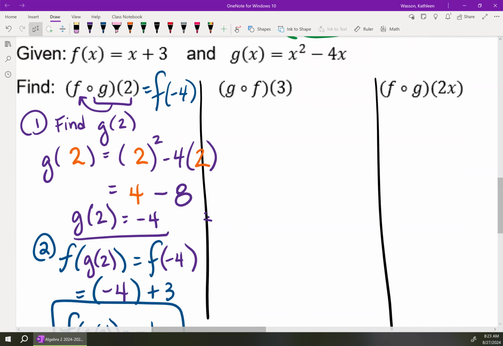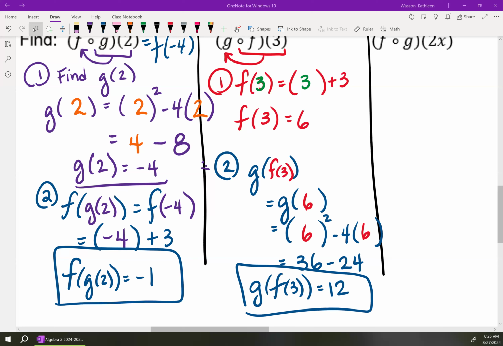I'd like you to do g of f of 3. Go ahead and pause the video, work it out, and then we'll check and make sure that our work matches. Make sure that you substitute f of 3 into g, and there will be 2 steps. Please check your work and see that your answers agree with mine. If not, go back. You may need to do a correction.